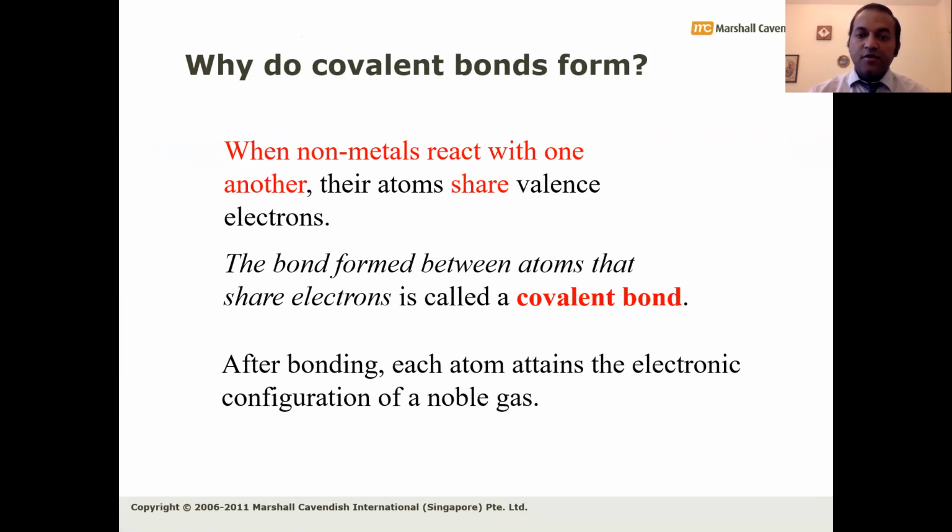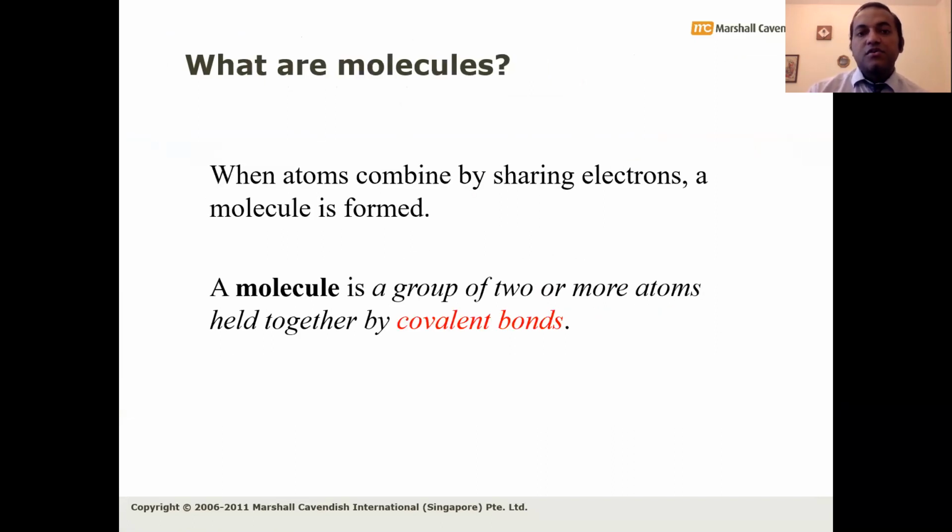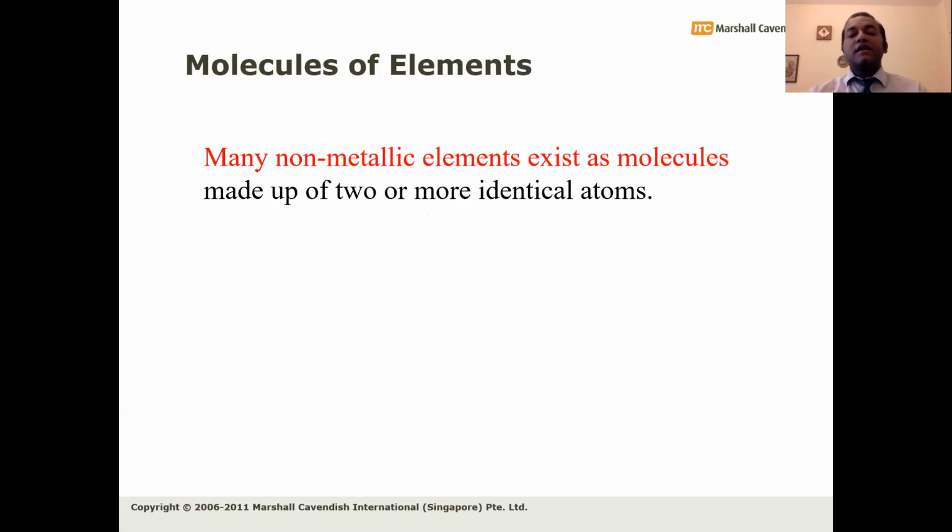After bonding, each atom attains the electronic configuration of a noble gas. So when they share, they form a new compound, and specifically we name them molecules. So when I say molecule, next time I want you to understand that it is referring to a covalent compound between a non-metal and a non-metal. It's not ionic.